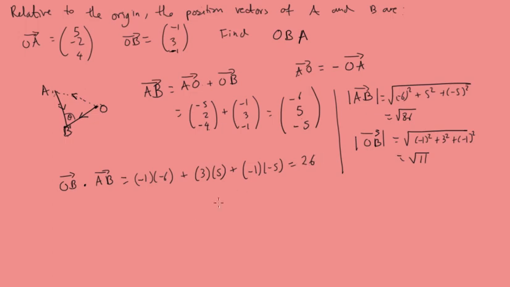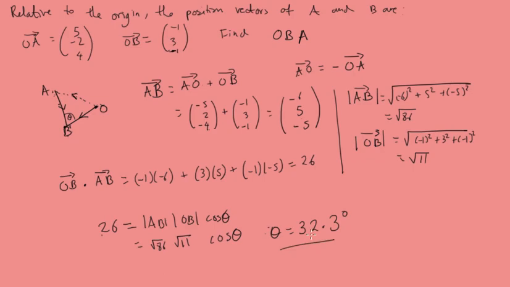So we know that 26, the dot product, must equal the magnitude of AB, the magnitude of OB, cos theta, so that's root 86 times root 11 cos theta. This is our theta. Working all that out, we get theta as 32.3 degrees. So I hope that makes sense.